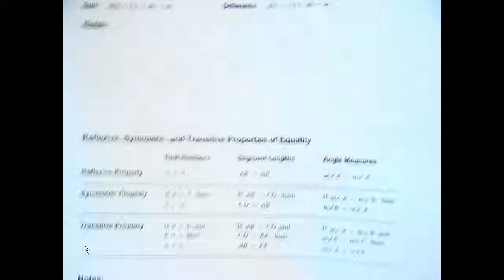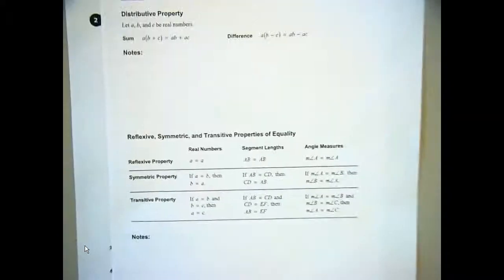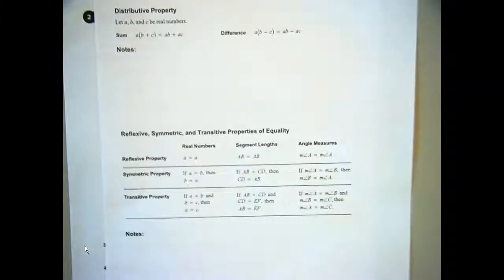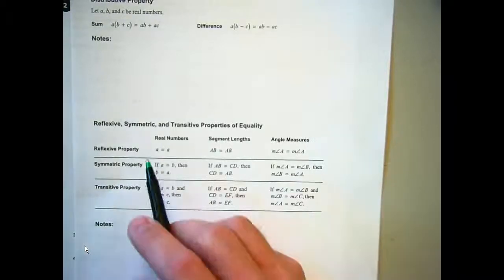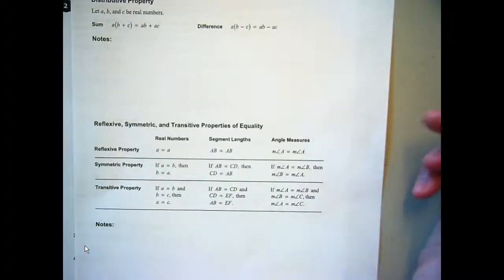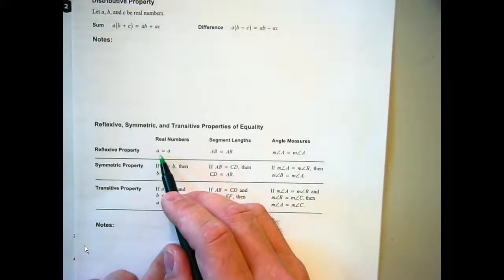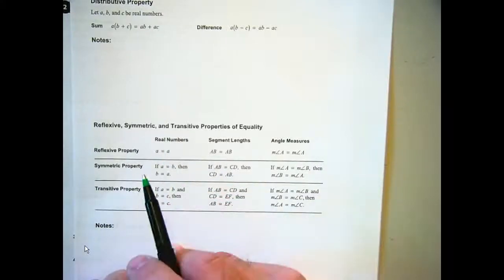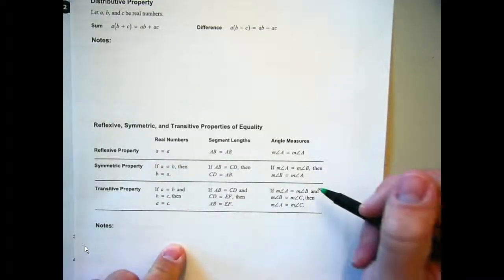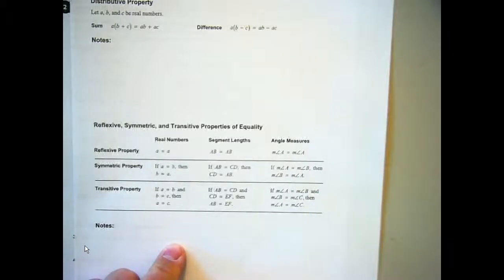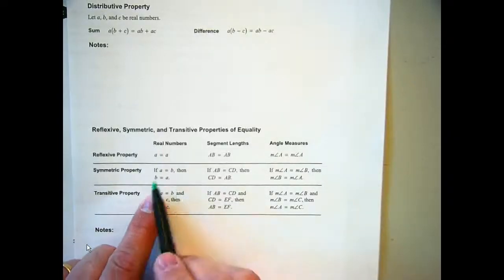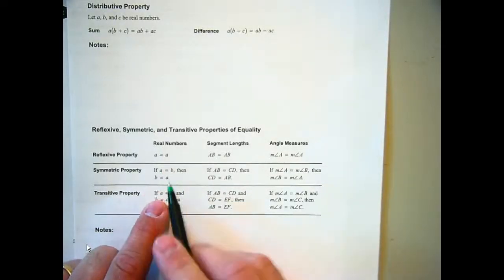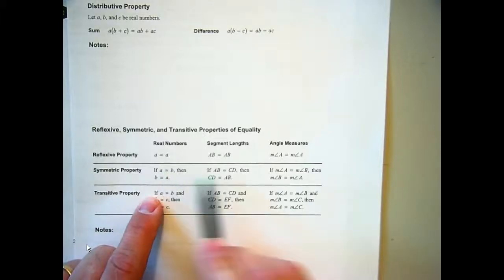Page 52 has a couple more properties called the reflexive property and the symmetric property and the transitive property. Reflexive. These are like duh properties, kind of, sometimes. Okay, maybe at least the reflexive. Reflexive says A equals A. B equals B. It equals itself. Symmetric is kind of your reflection. If A equals B, then B equals A. You can just move them around. AB equals CD, so CD equals AB.